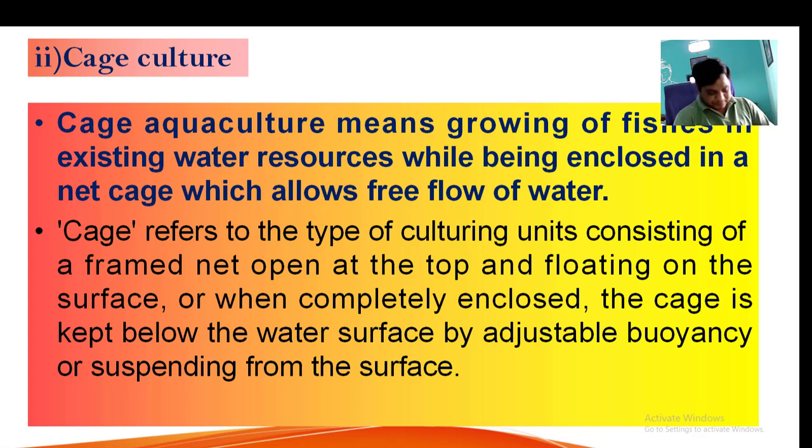Okay, so next is the cage culture. Cage culture means growing of fishes in existing water body resources while being enclosed in a net cage which allows free flow of water. We have to give the enclosed environment to the fishes. It refers to a type of culturing unit consisting of a framed net open at the top and floating on the surface, or when completely enclosed, the cage is kept below the water surface by adjustable buoyancy or suspended from the surface.